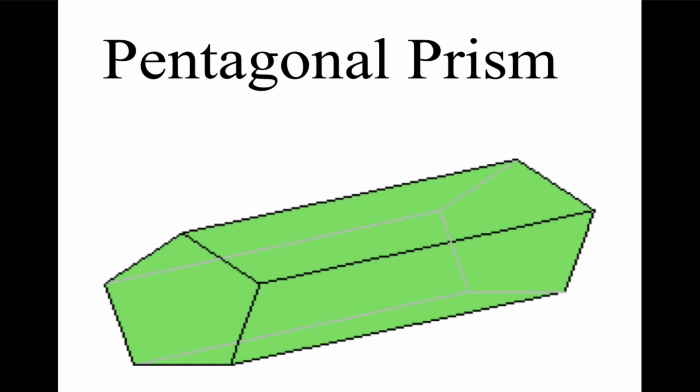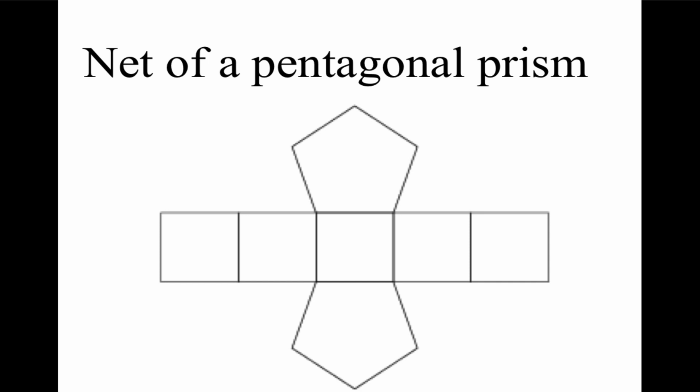So 5 sides, and then made into 3D. So the base is a pentagon. Here's what a pentagonal prism would look like: 2 pentagons and 5 rectangles. I know they look like squares, but it could be taller. They don't have to be squares.